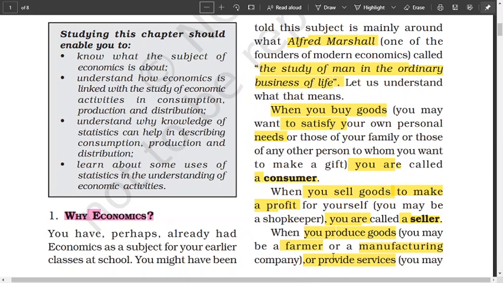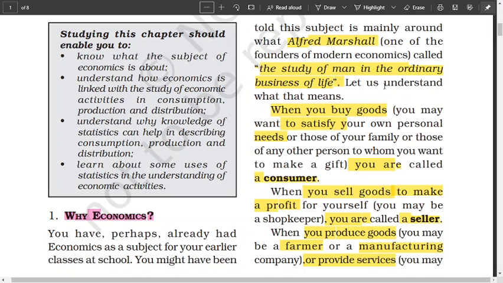Why economics? Why does this subject exist in the first place? There is an economist by the name Adam Smith. He's considered the father of economics. He's the first one to define economics, and according to him, economics is a science of wealth. It studies material things.